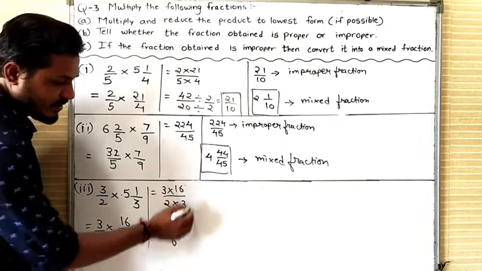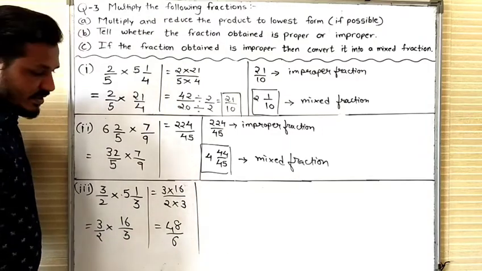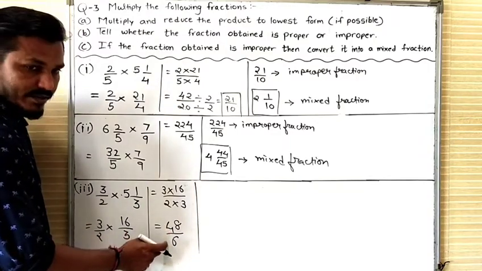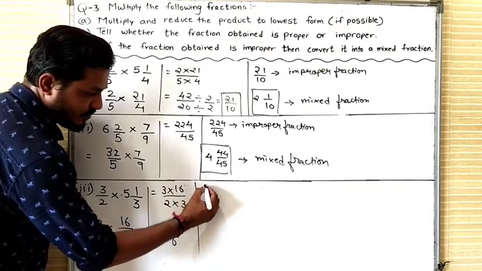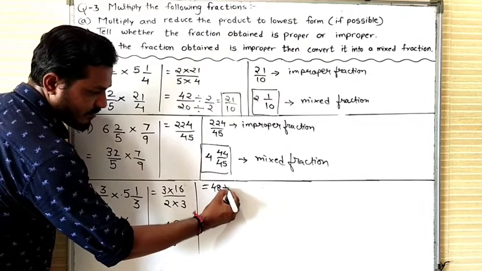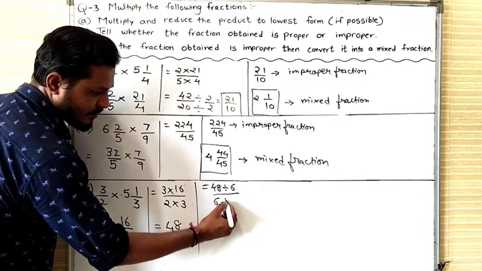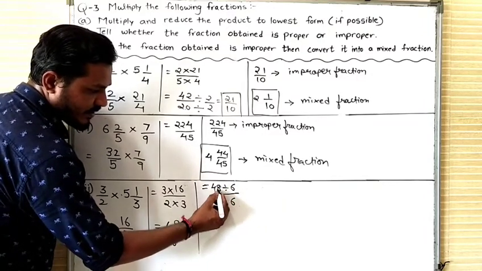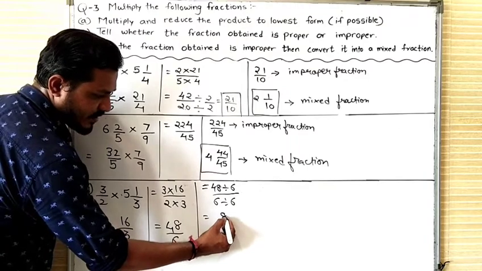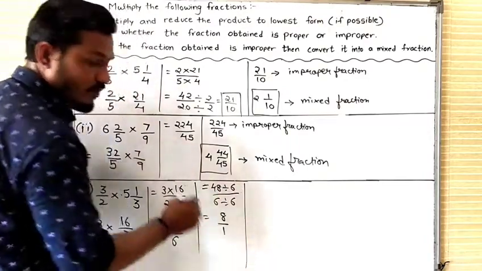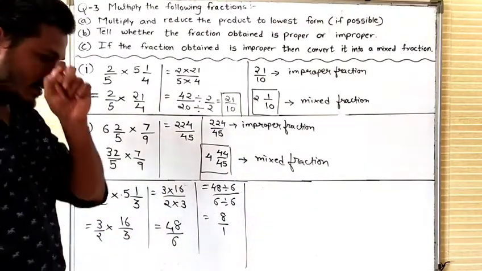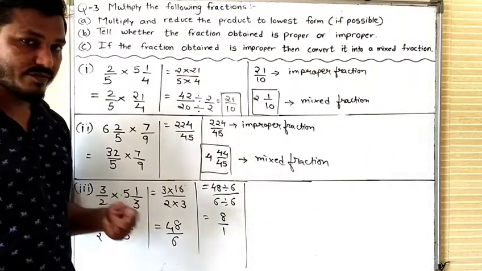Now dear student, this 48 by 6, both values are possible to reduce by 6 because 6 is in 48. So what you will do, 48 you have to divide by 6 and 6 you have to divide by 6, so that 48 divided by 6 gives 8 and 6 divided by 6 gives 1. Now dear student, this is what kind of fraction? This is a whole number, so no need to convert it into a mixed fraction.